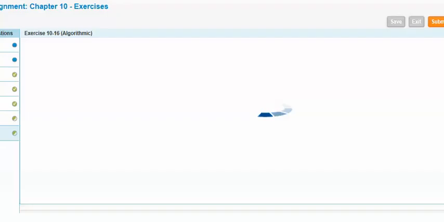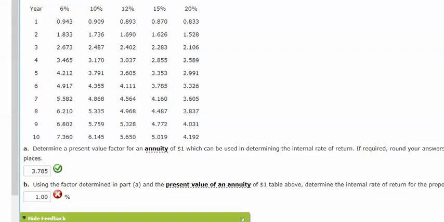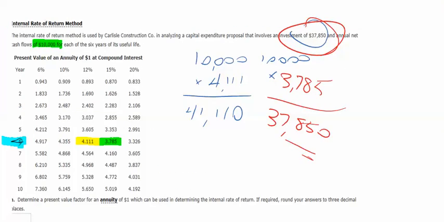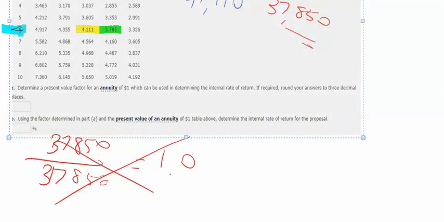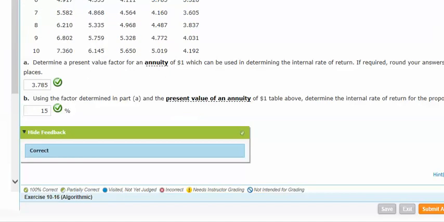So that would be my number. Let's check my work. Oops. Sorry, that was an incorrect calculation. Actually, what they're looking for here is the percentage rate, which would be the 15%. So we'll plug 15% in there, and that would be the correct answer, like so.